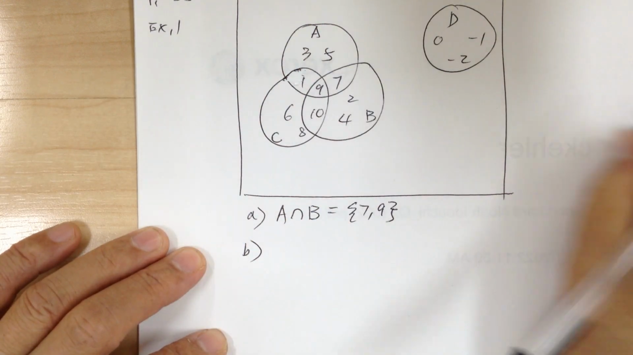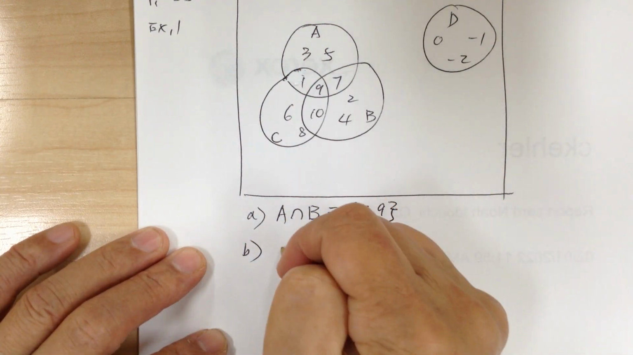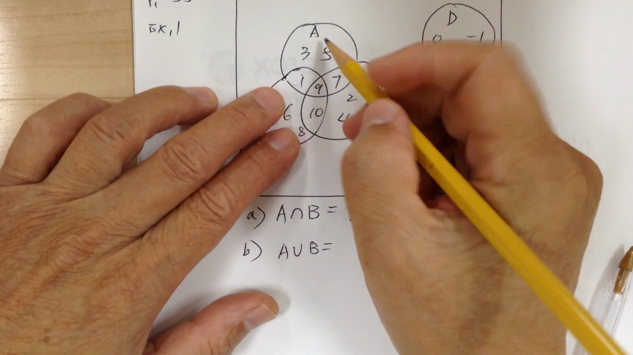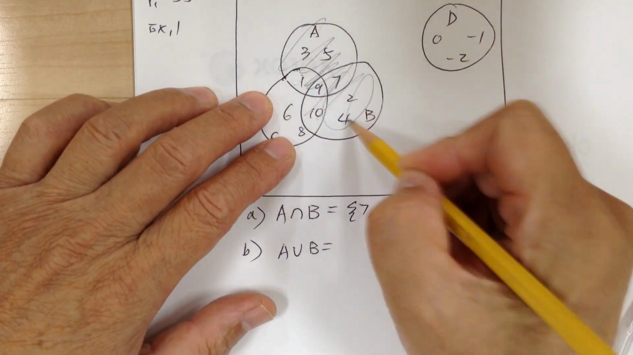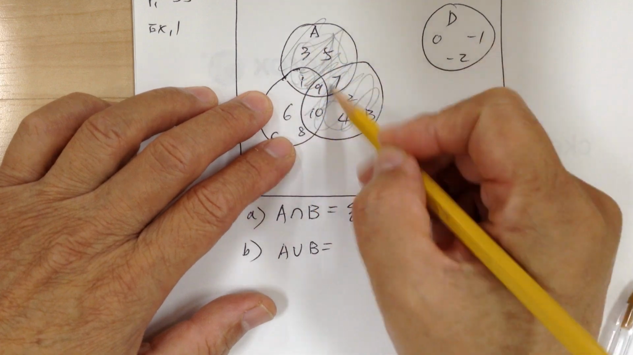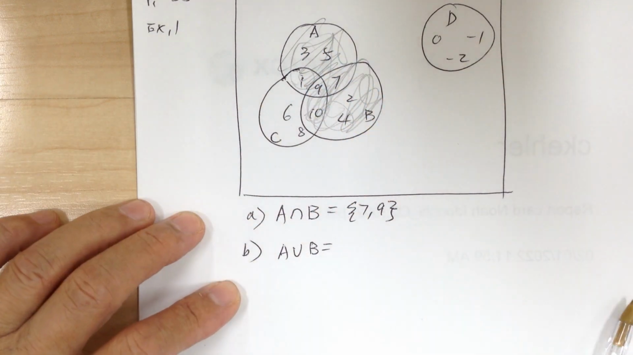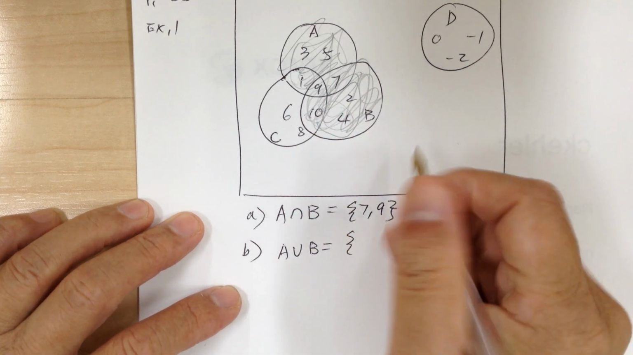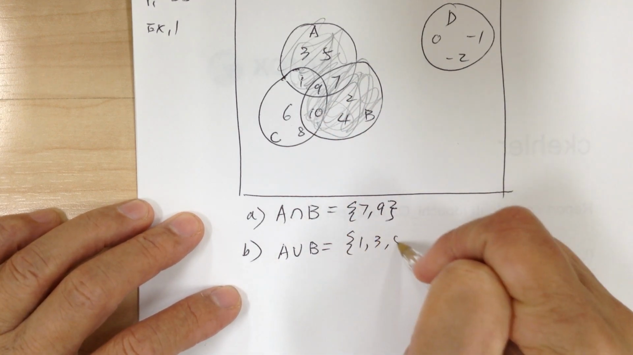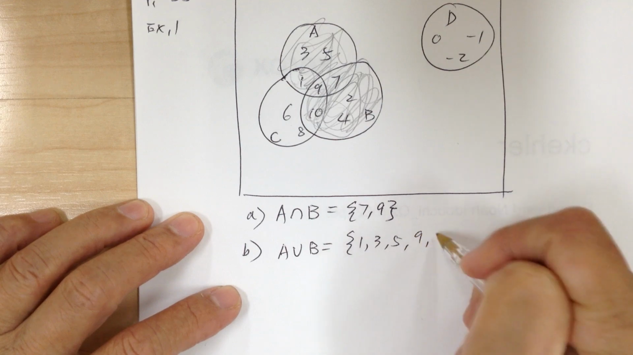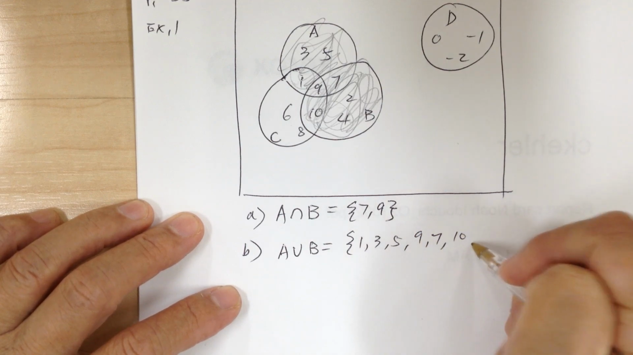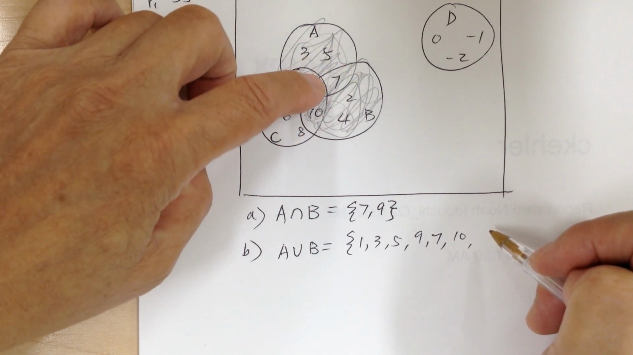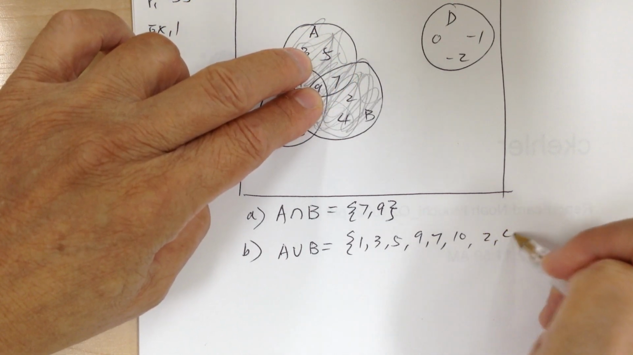For B, you're looking for A union B. So A union B would be this right over here, everything that is in A or in B. It would be that whole thing. So this will equal 1, 3, 5, 9, 7, 10, and 2 and 4.